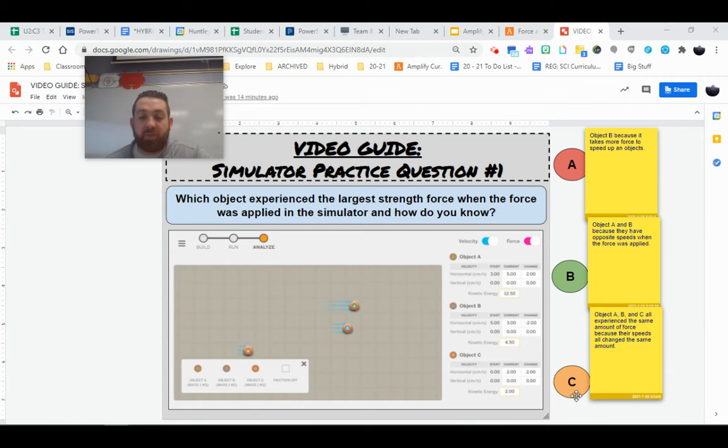So here are your options for A, B, and C. For option A, okay, object B had the most or largest force applied in the simulator. And how I know this is because it takes more force to speed up an object, okay?